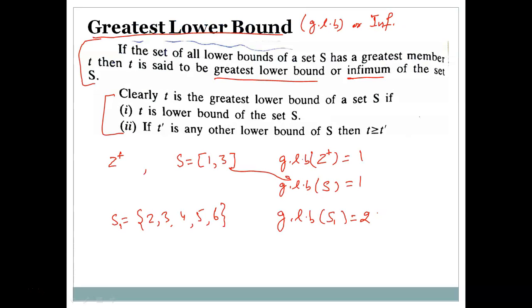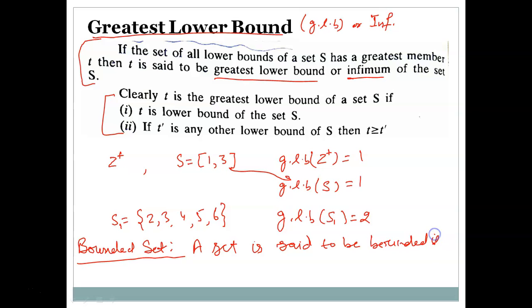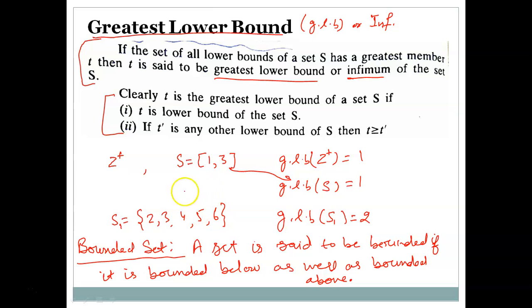Now we can also define a bounded set. What is a bounded set? A set is said to be bounded if it is bounded below as well as bounded above. For example, in this case, this set is bounded below because the greatest lower bound is 1, and bounded above because the least upper bound is 3.